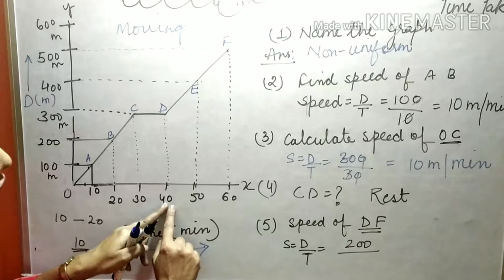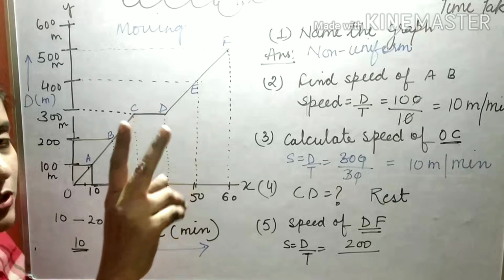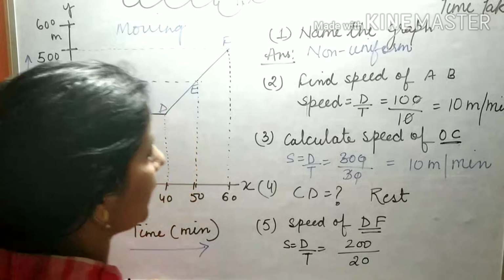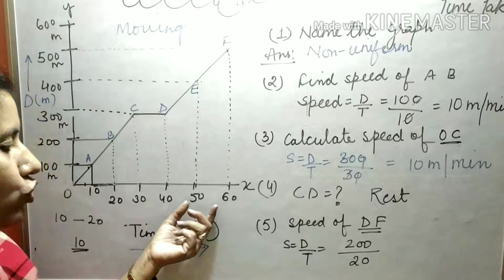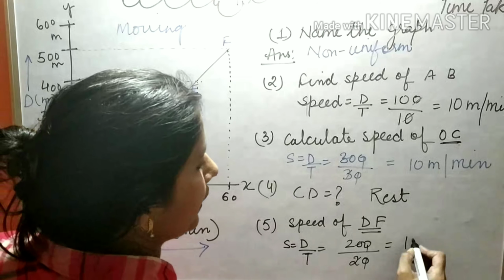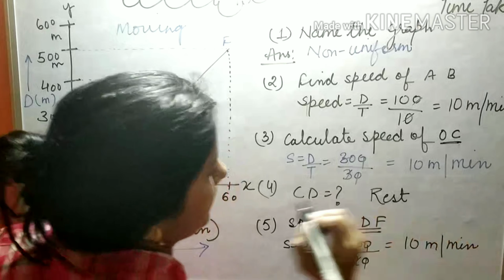Okay, now let's see time. At D it was 40 minutes, it reached F at 60 minutes. So between 40 and 60, how much time has passed? Tell me quickly. It is 20 minutes. 40 to 50 is 10, 50 to 60 is 10. So 20 minutes. So again you just cancel. So the answer will be 10 meter per minute.